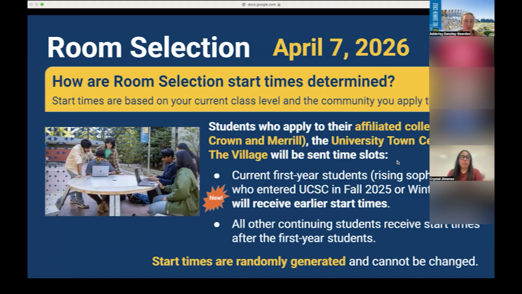And as Gabriella mentioned, how are the room selection start times determined? So students who are applying to their affiliated college, like Crown and Merrill, the UTC or the Village will be sent time slots. Current first year students who are going to be rising sophomores who entered UCSC in fall or this winter will receive earlier start times, and then all other continuing students receive start times after those first year students. And these start times are randomly generated and they cannot be changed.